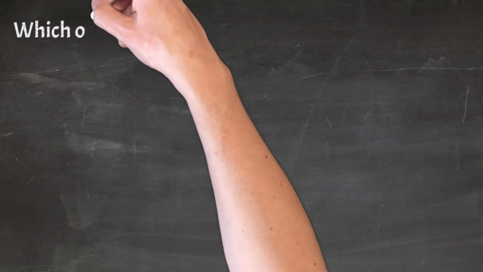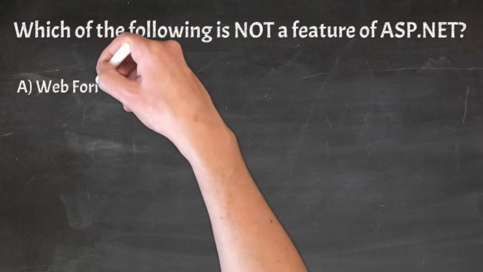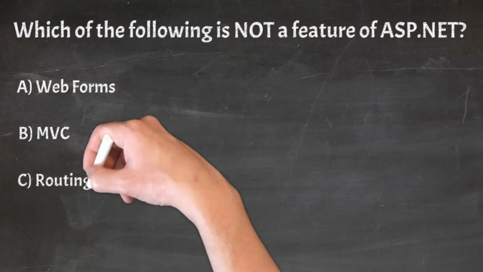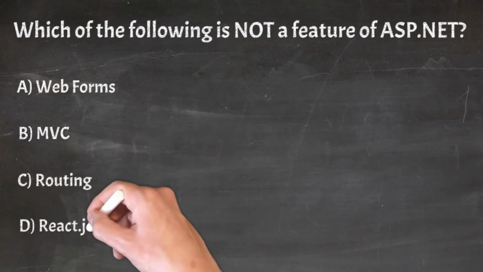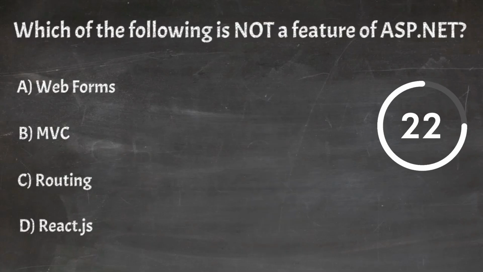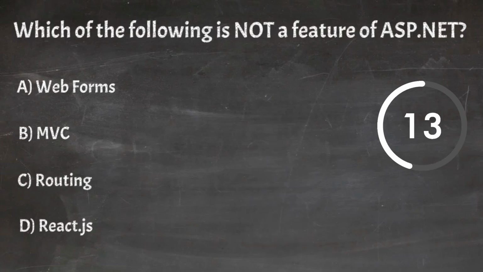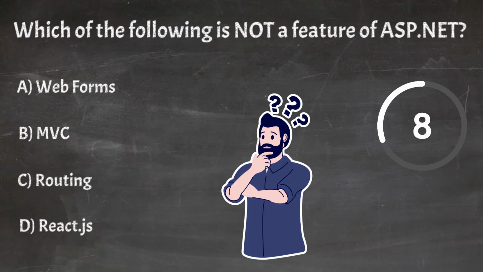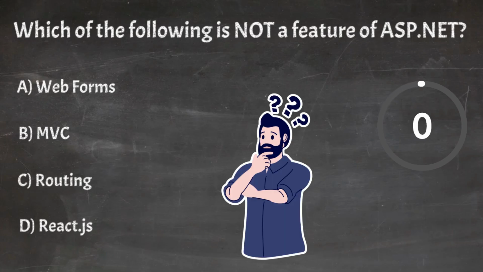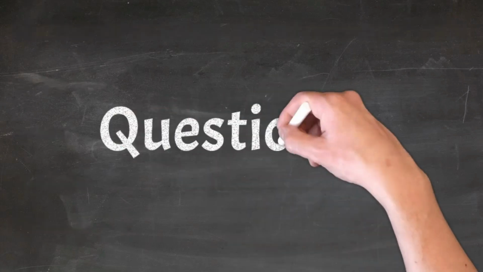Question 4. Which of the following is not a feature of ASP.NET? A. Web Forms. B. MVC. C. Routing. D. React.js. Correct answer D. React.js. Question 5.